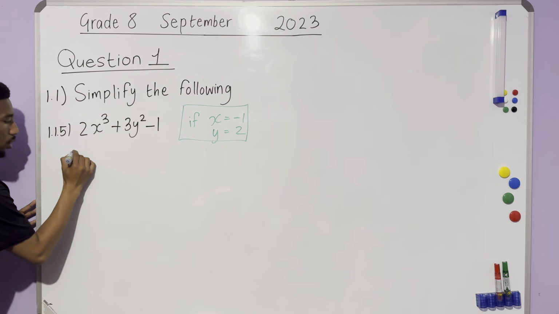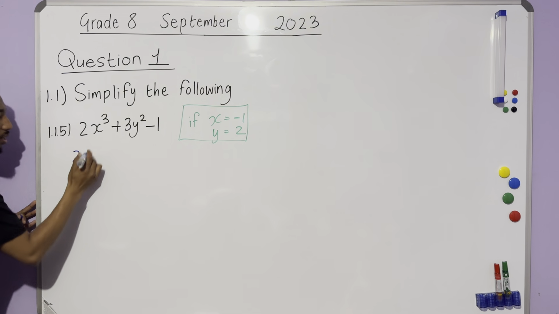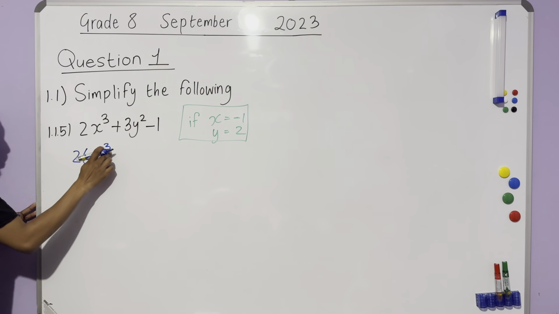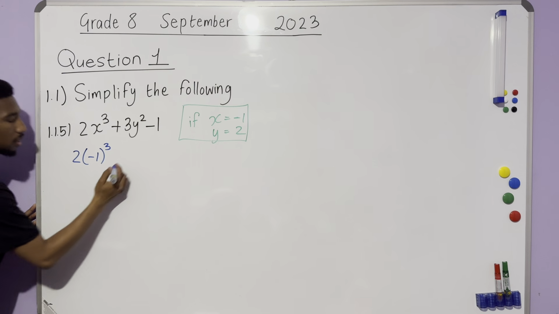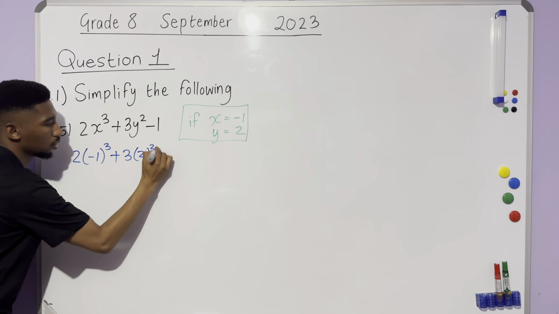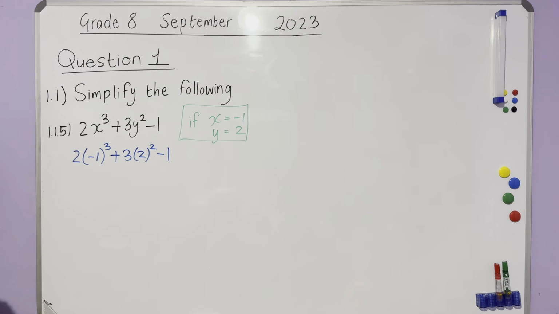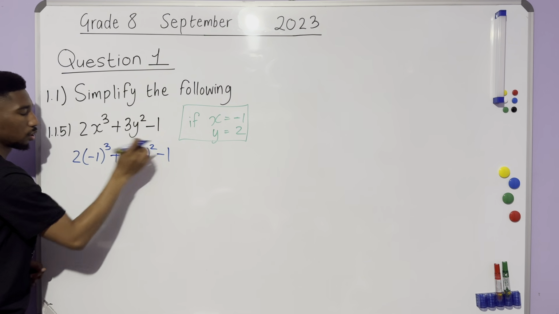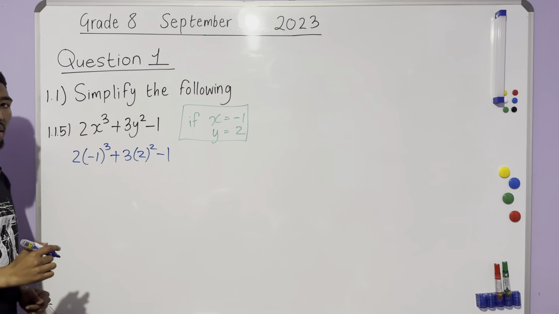So in this case, when we know the variable, we're going to substitute the number that we know in brackets. So we have 2, and we're going to replace this x in brackets with -1. Note that the exponent is outside the bracket, plus 3 brackets 2 squared minus 1. I replace this y with a 2 in brackets, and note the square is outside the bracket.